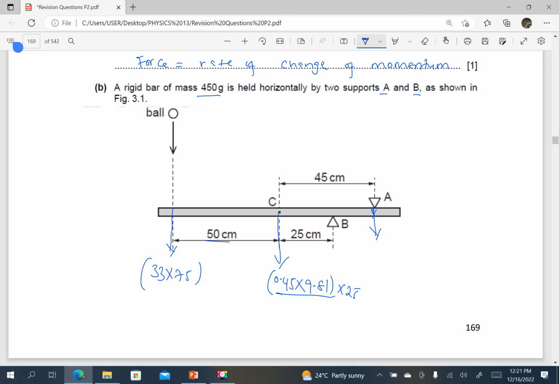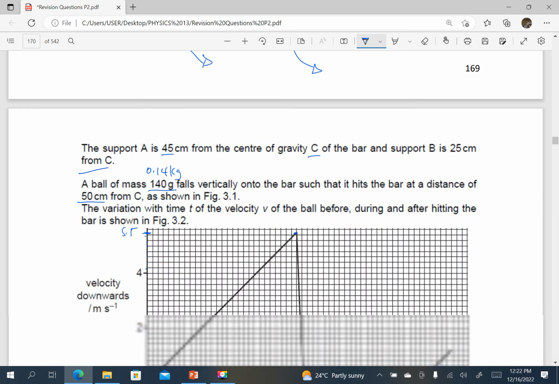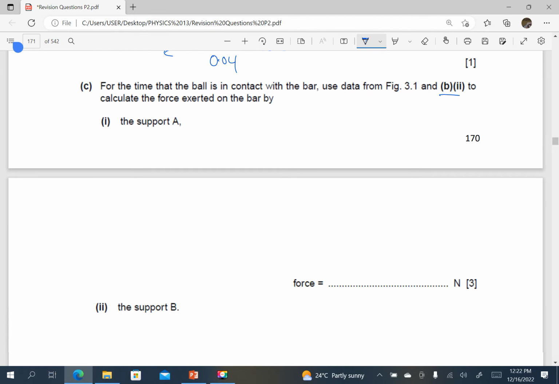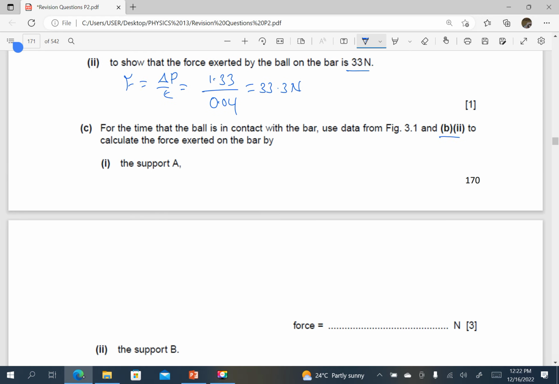These two are going to cause anti-clockwise moments, but this one is causing clockwise, which is going to be F of A times its perpendicular distance, which is this distance here, 45 minus 25, which is 20. So this will be times 20. I've not changed the units of distance because I know the centimeters are cancelling. So just to solve this, taking moments about B.